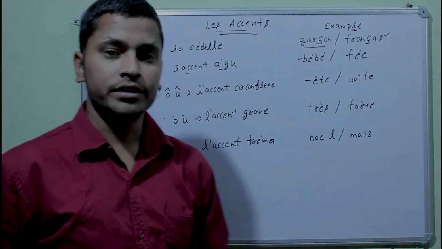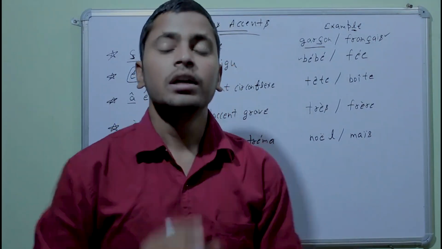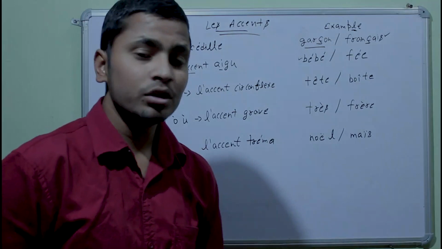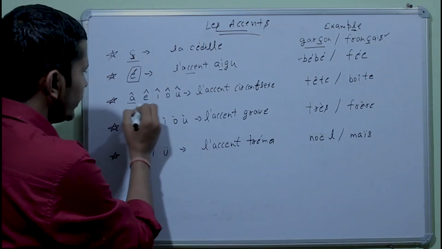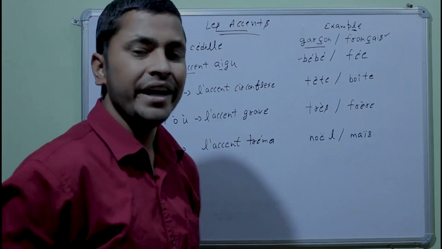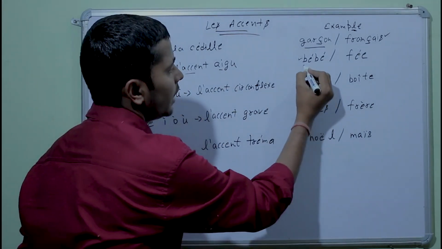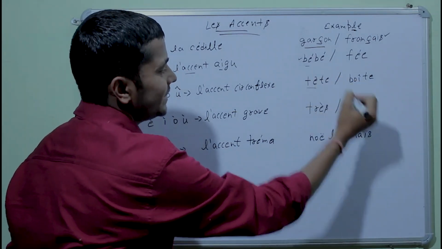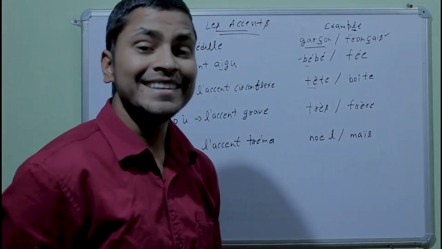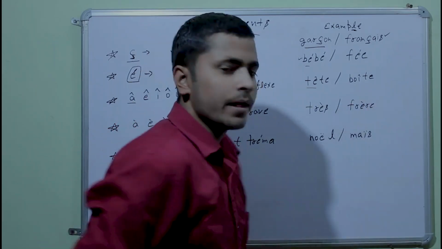Next, the third one is l'accent circumflex, which is found like this. It is used upon A, E, I, O, U. How do we speak it? Like tête. Tête. Boîte.